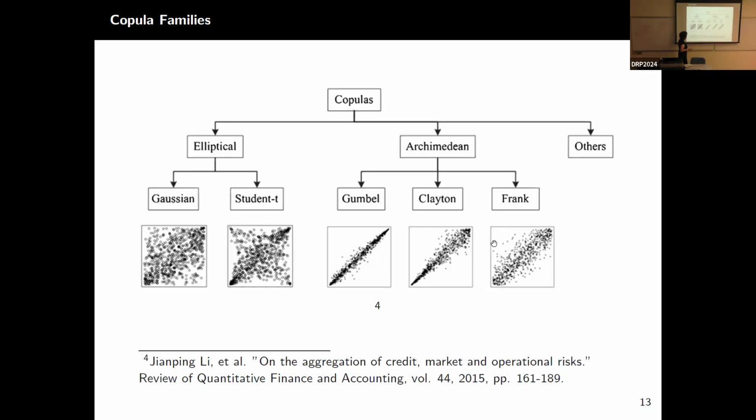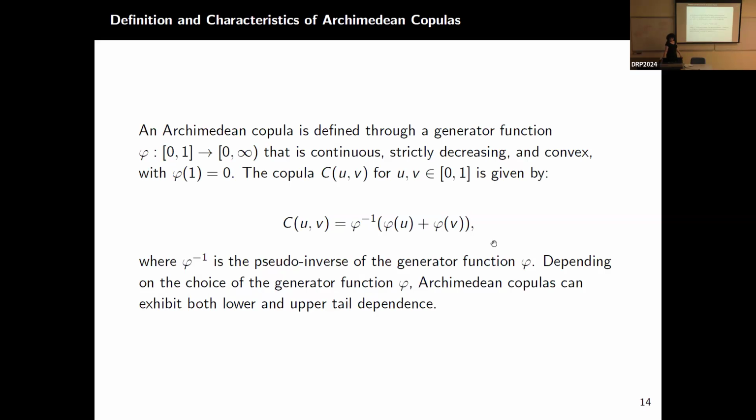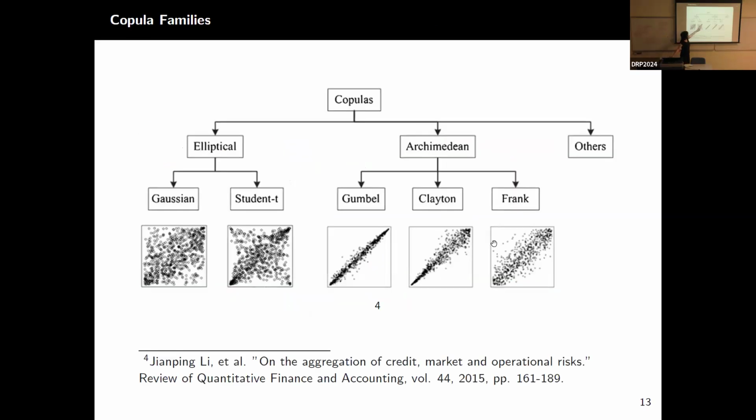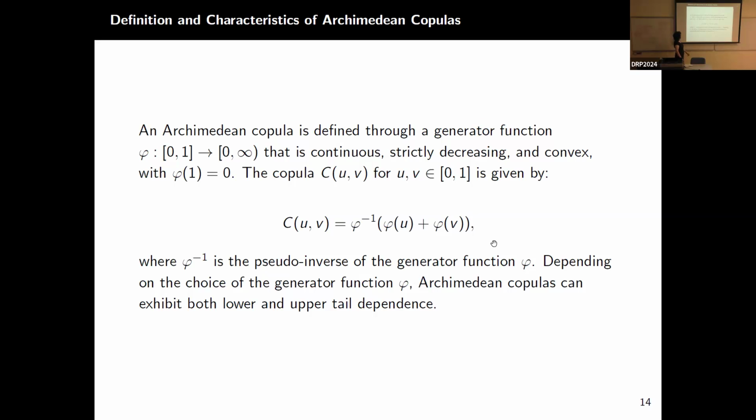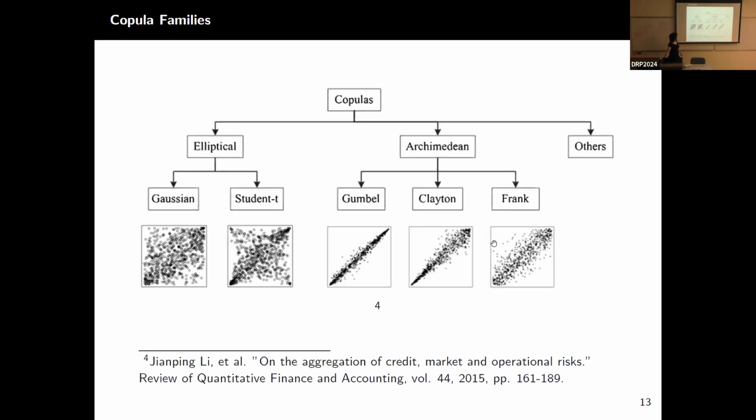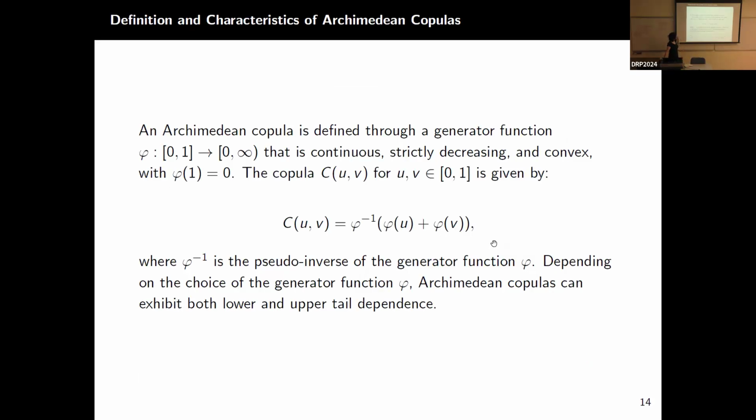Maybe it might be useful for you to see such an image. So let me start with the Archimedean copulas, because Gumbel copulas are considered under the title of Archimedean copulas. An Archimedean copula is defined through a generator function phi that is continuous, strictly decreasing, and convex. So we can write the copula C like this. The phi inverse is the pseudo inverse of the generator function phi. And of course, depending on the choice of the generator function, Archimedean copulas can exhibit both lower and upper tail dependence. So the only difference between those will be this generator function. Well, maybe not the only difference, but probably the biggest difference.